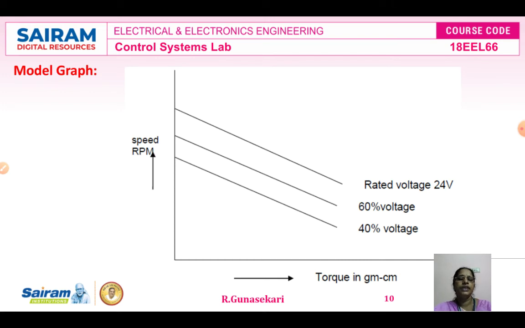You see the model graph. In the model graph, the x-axis is torque in gram centimeter and the y-axis is speed in RPM. Now you draw the speed torque characteristics of the DC servo motor: first the rated voltage 24 volt, then 60% of the armature voltage, then 40% of the armature voltage.